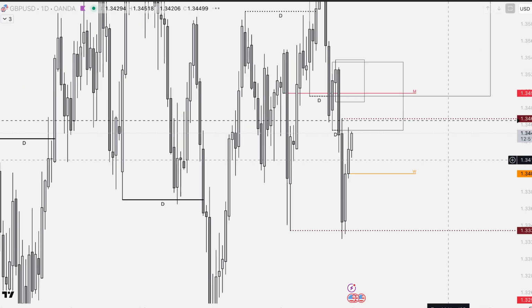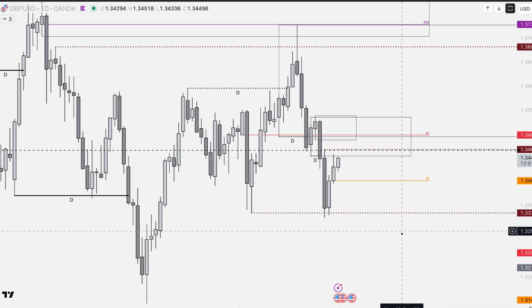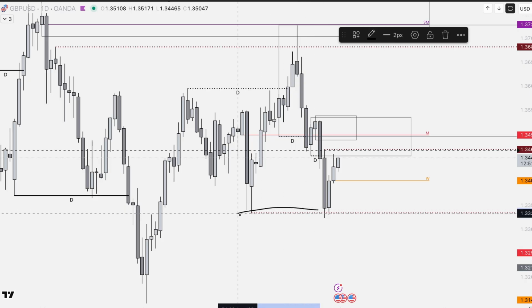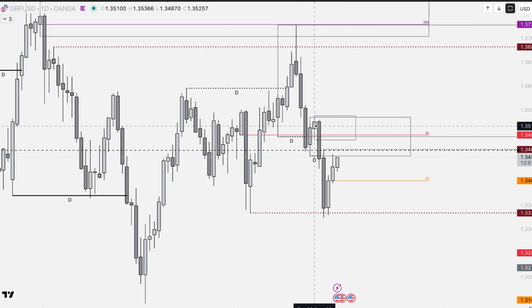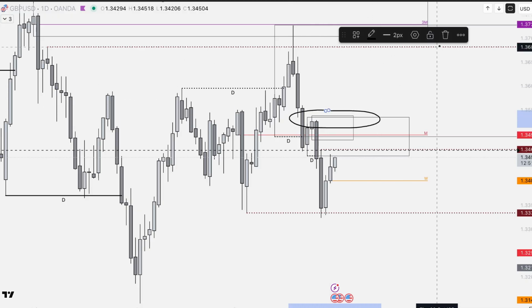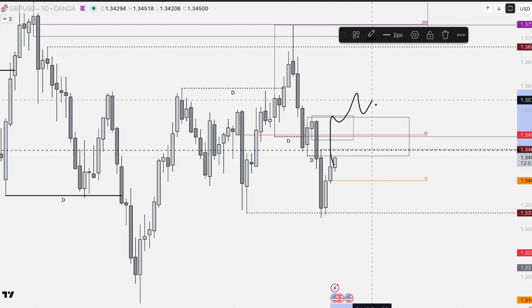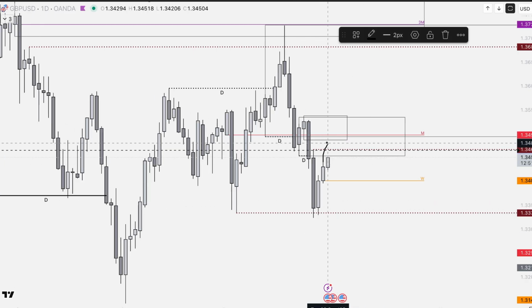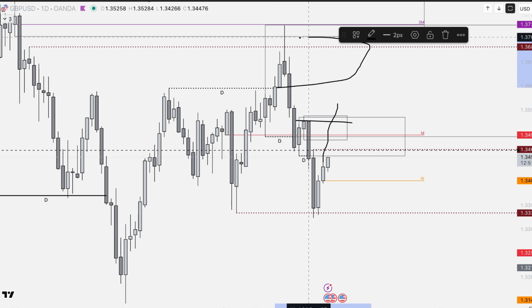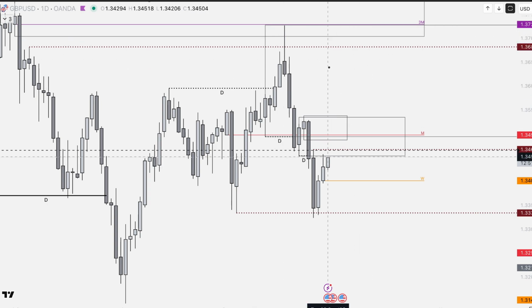However, when we again look at the daily time frame, we can see that we took out the liquidity. So it's not so impossible that this daily liquidity is taken out and then we get a change of character and then we move down. So it can also happen that we go further up and take out this liquidity, maybe tap into this supply zone, and then go down.